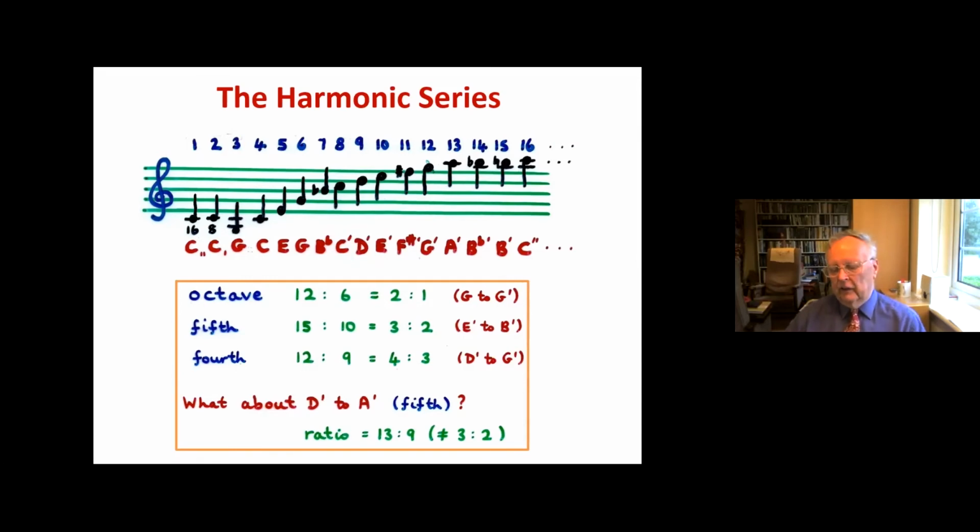Similarly, 15 to 10, corresponding to the notes upper B and the E below it. Here, the ratio of 15 to 10 equals 3 to 2, and we indeed get a fifth. And 12 to 9 is the same as 4 to 3, so we get a fourth, upper G to the D below it.